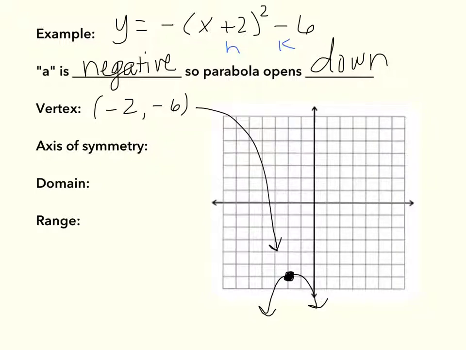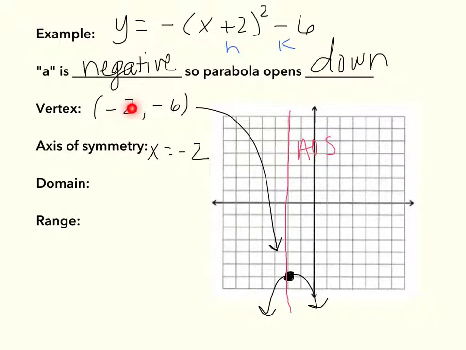And then my axis of symmetry is the line that cuts my parabola in half. So there's my axis of symmetry, and it cuts it in half at the negative 2. So this is x equals negative 2. If you notice, it's the x in your vertex as well.